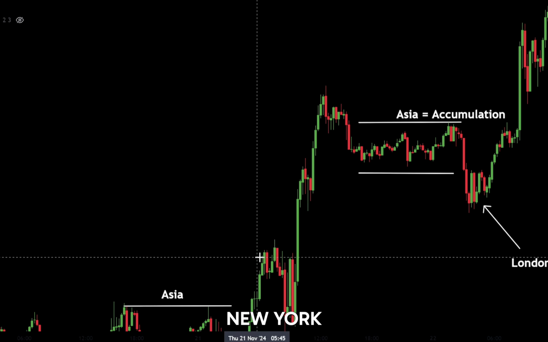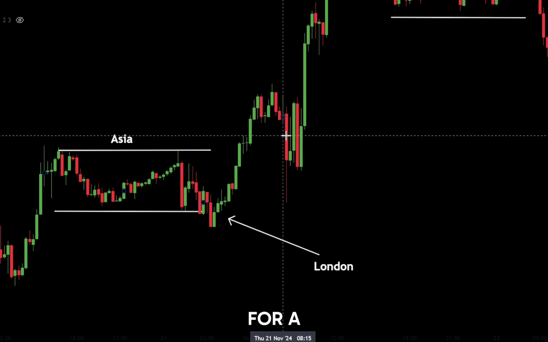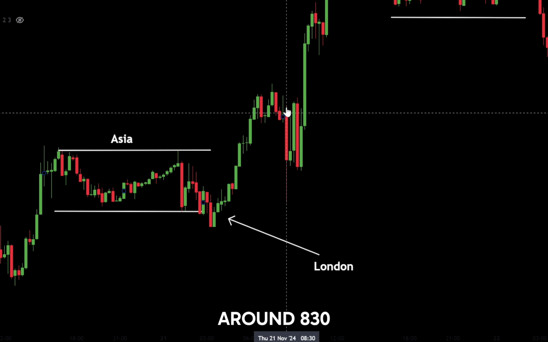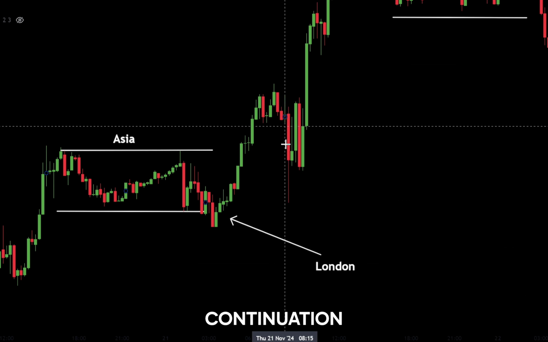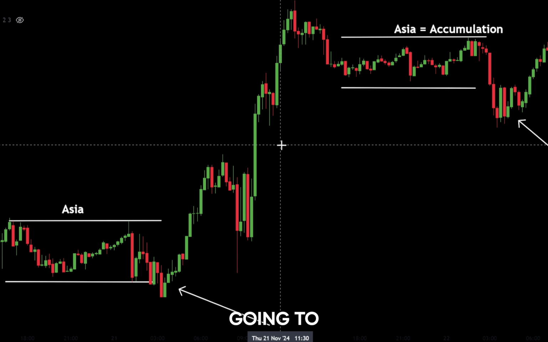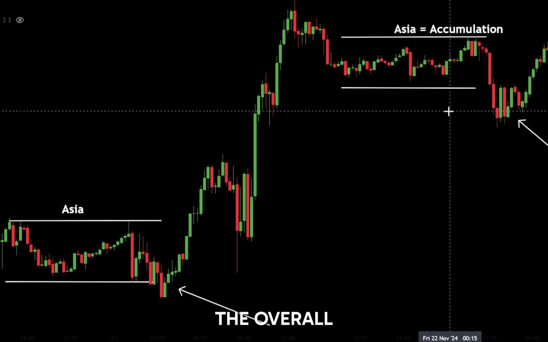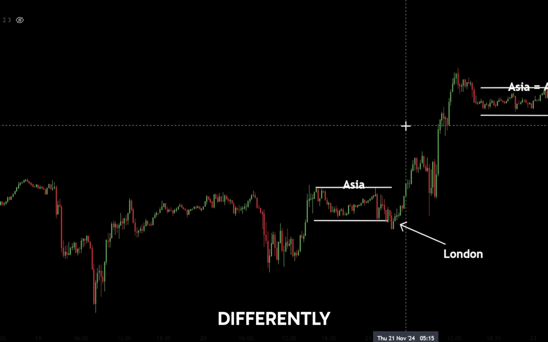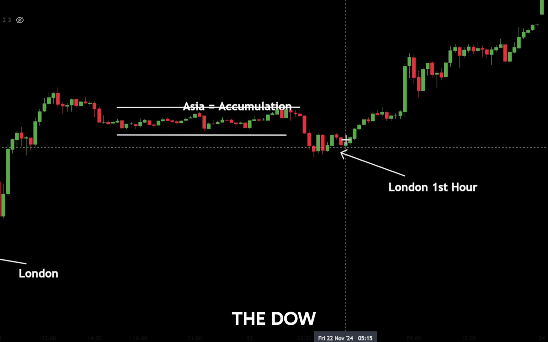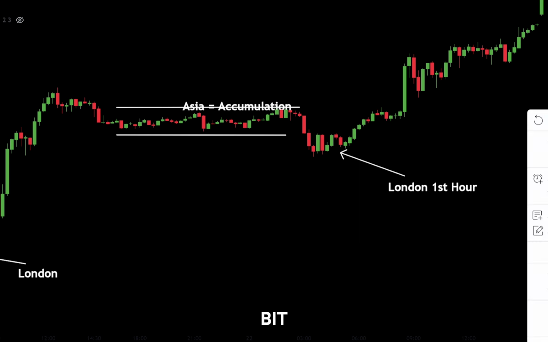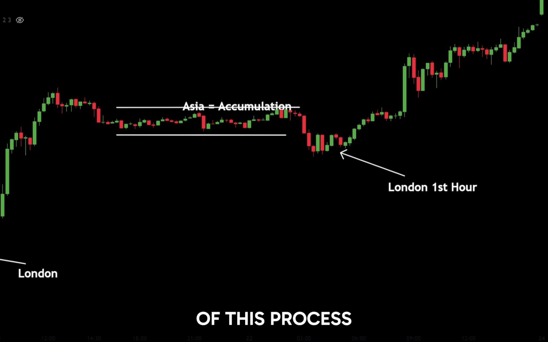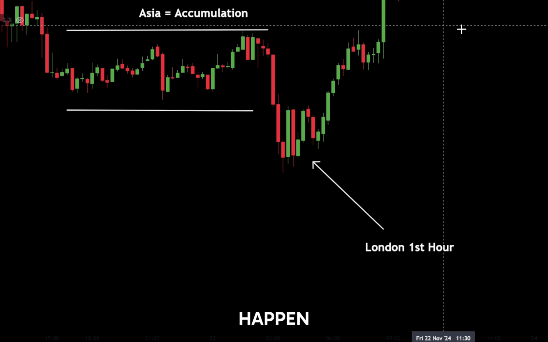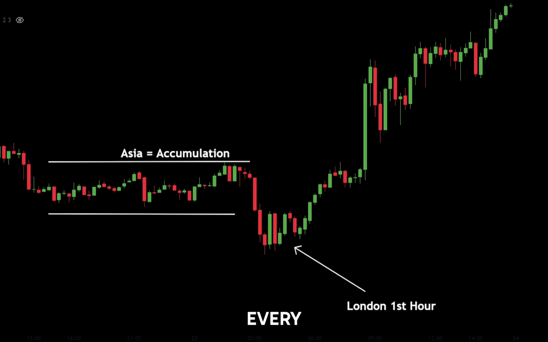And if you trade New York, you could literally just wait for a pullback a lot of the times at around 8:30. And if you see a continuation after that pullback, you're probably going to be right about continuation over the overall day. This is mainly on the Dow Jones, though. Every single asset moves differently. I do like trading the Dow a lot more because it moves a little bit smoother in terms of this process. But you'll see the same type of price action happen on every single asset every single day.